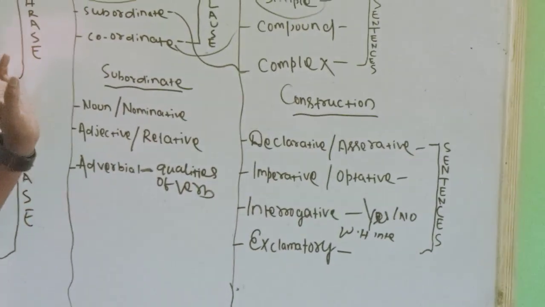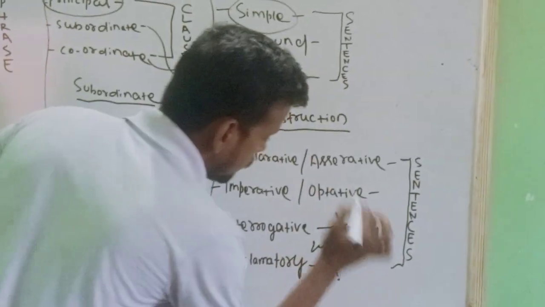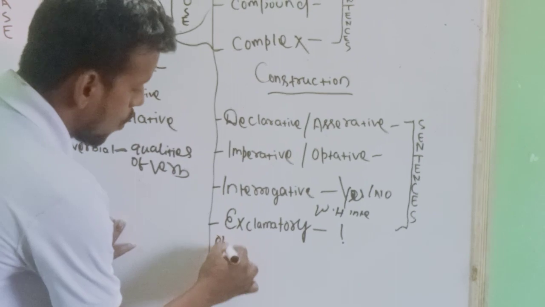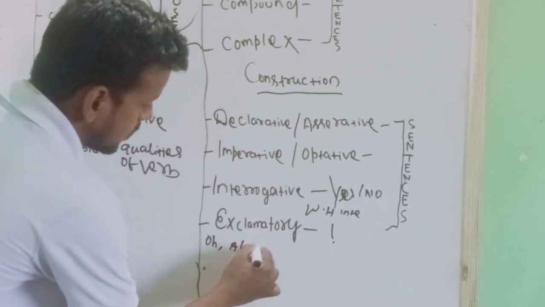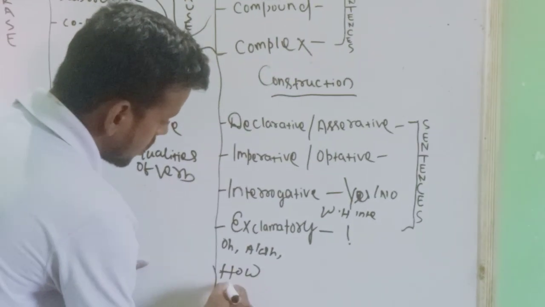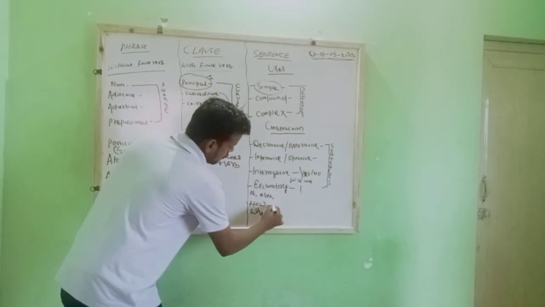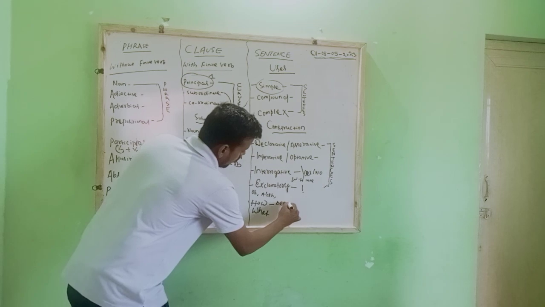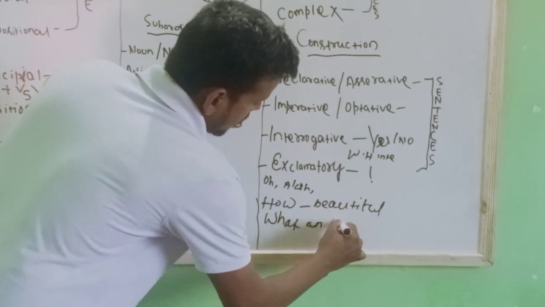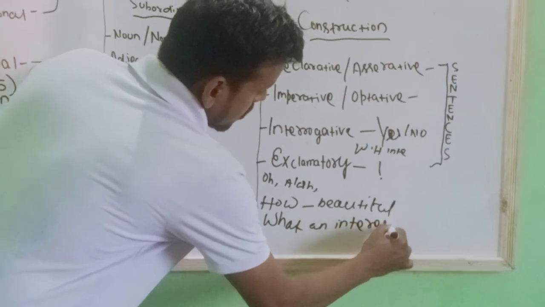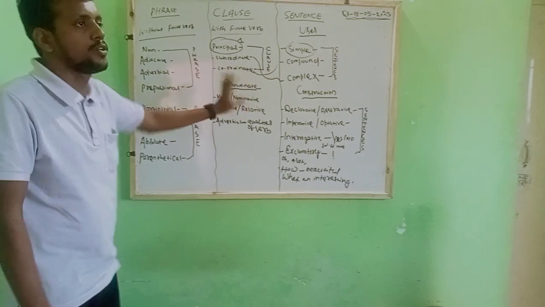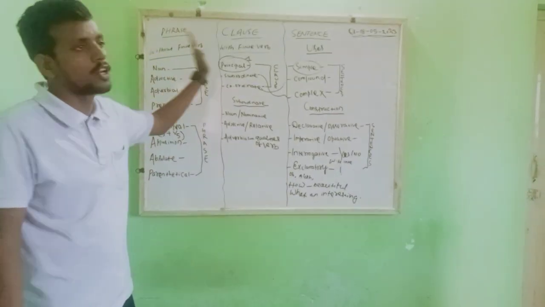And lastly, the exclamatory sentence is the sense of emotion. Symbolically we use this sense, and we use the words oh, alas, and the words how and what. How beautiful! What an interesting! So this way we can conclude this entire episode of grammar: phrase, clause and sentence.